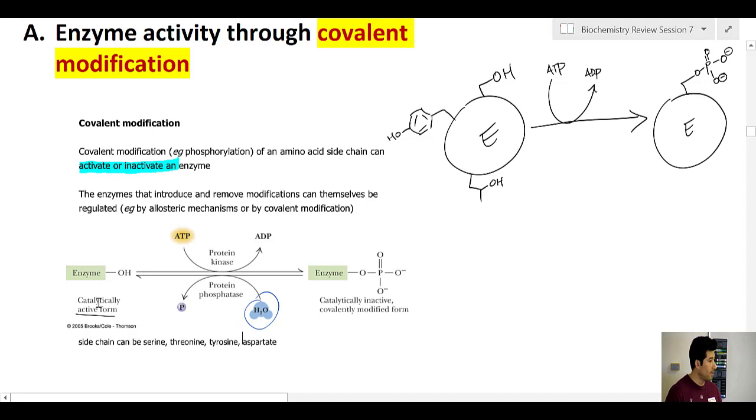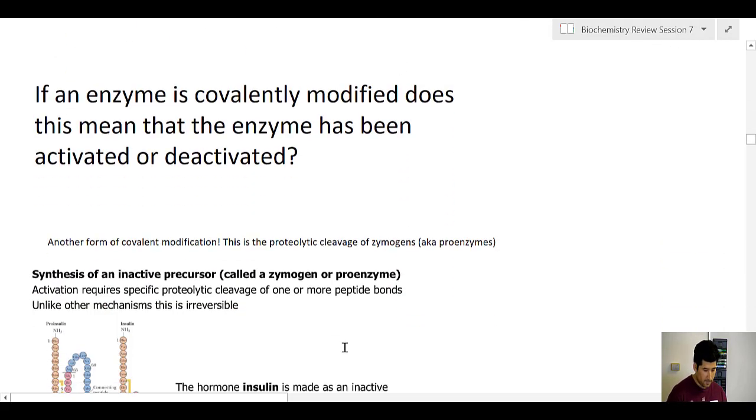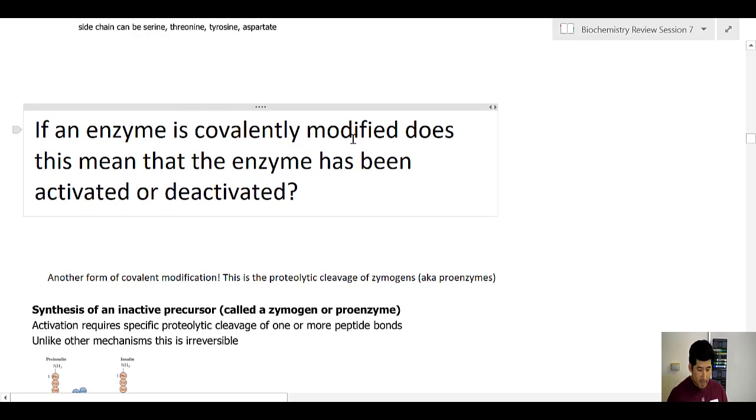Yes. So would phosphatase be lyase or transferase? So a phosphatase, since it's using water to cleave, what do you think it is? A hydrolase. Oh, all right, so if an enzyme is covalently modified, does this mean that the enzyme has been activated or deactivated?